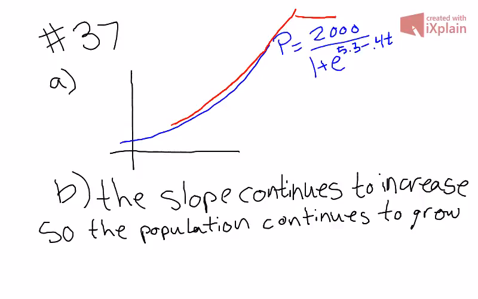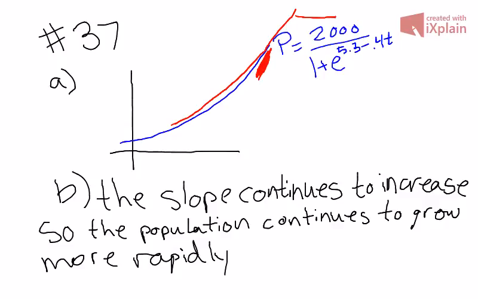So for B, it says estimate when the rabbit population grew most rapidly, and how large was the population at that time. So the slope continues to increase, so the population continues to grow more rapidly. All right, so what does that tell us? Basically, the time where the slope is the steepest is when it's growing the most rapidly. So maybe in here it gets the most steep, and so I'd say right around in there is the time when it grows most rapidly.